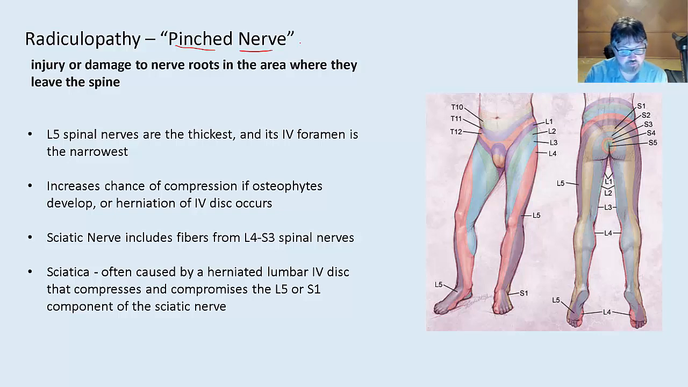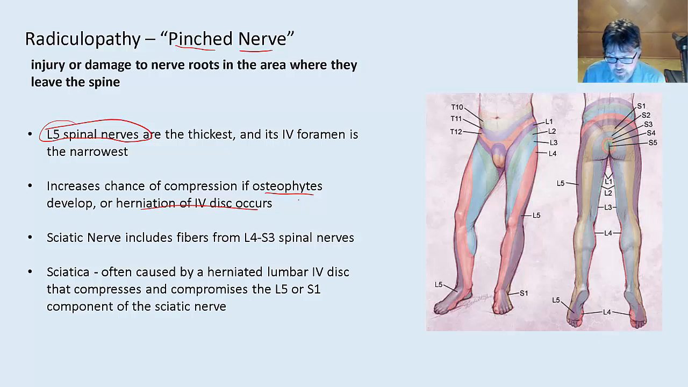Now, it is worth mentioning that L5 is one of the big nerves that can also become compressed because it is very thick and it goes through a very narrow space. And so if you have some type of degeneration of the disc, or some type of osteophytes, or herniation of the disc, that can definitely contribute to that compression. And a very common area that gets compressed is the L5 to S1 area.